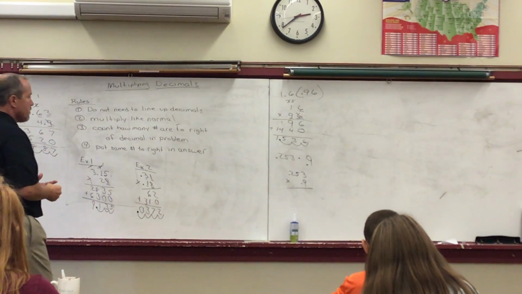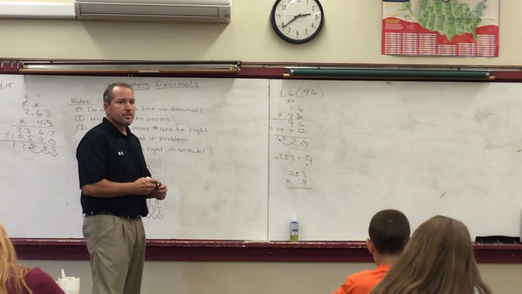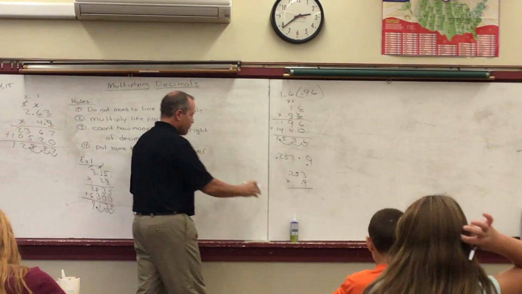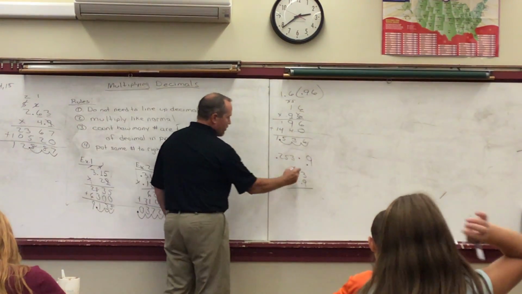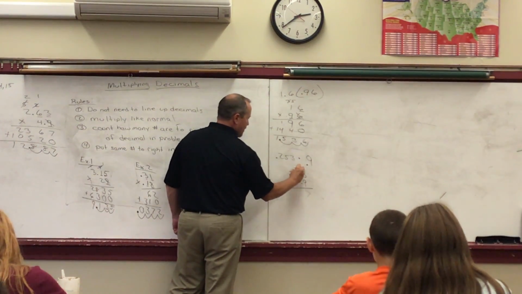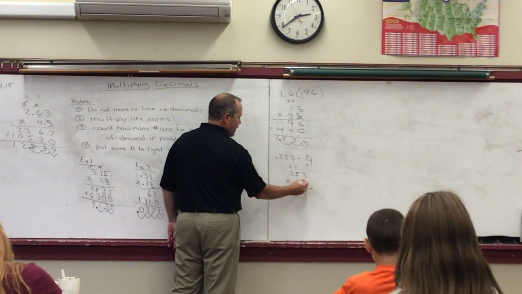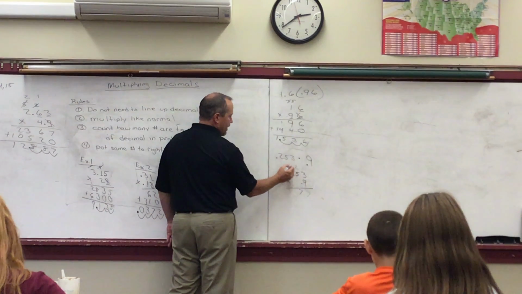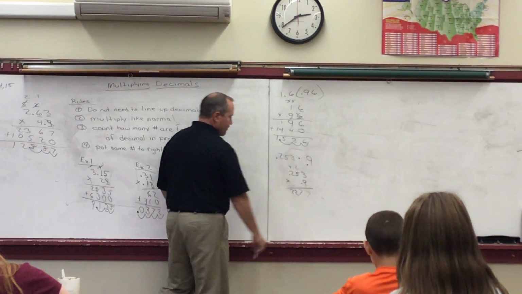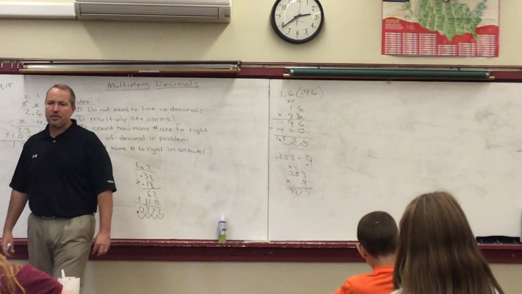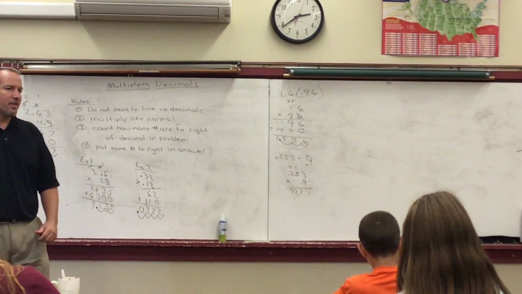Okay, let's check it real quick. 9 times 3 is 27, carry the 2. 9 times 5 is 45, and 2 is 47, carry the 4. 9 times 2 is 18, and 4 is 22. So when you multiply, you should have got 2,277.